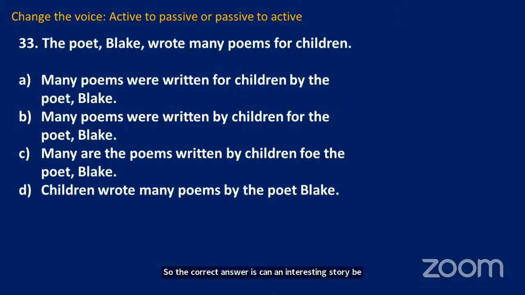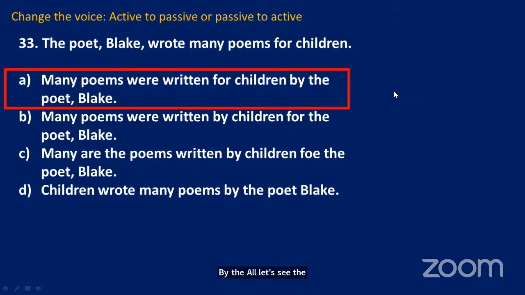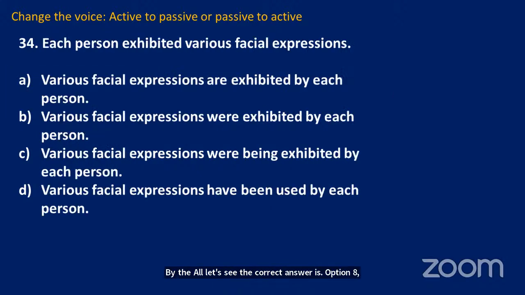See the next one. The poet Blake wrote many poems for children. Many poems were written for children by the poet Blake. Many poems were written by children for the poet Blake. Many are the poems written by children for the poet Blake. Or children wrote many poems by the poet Blake. All right, the correct answer is option A. Many poems were written for children by the poet Blake.